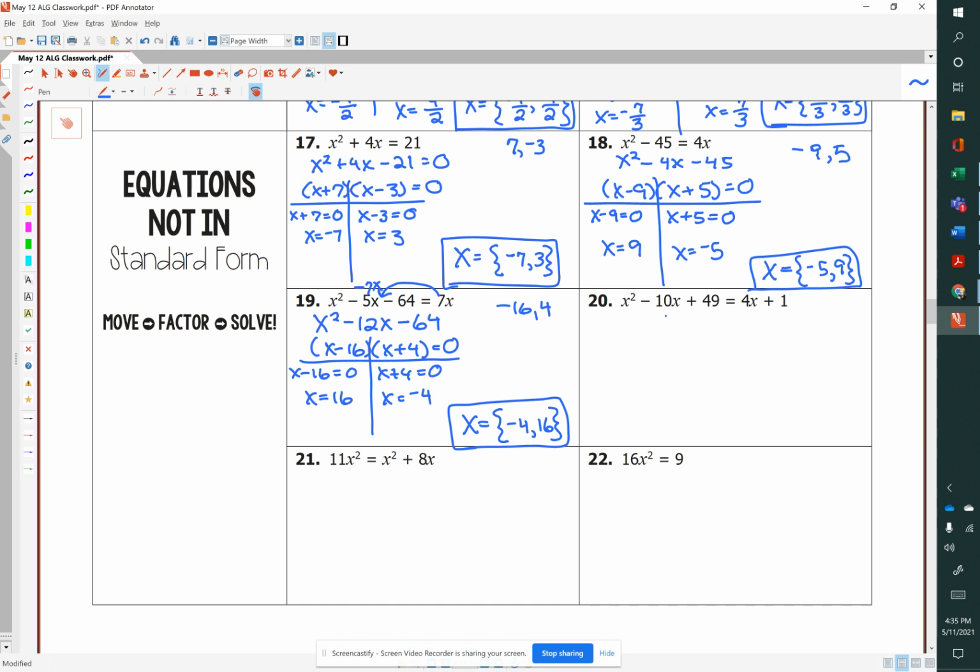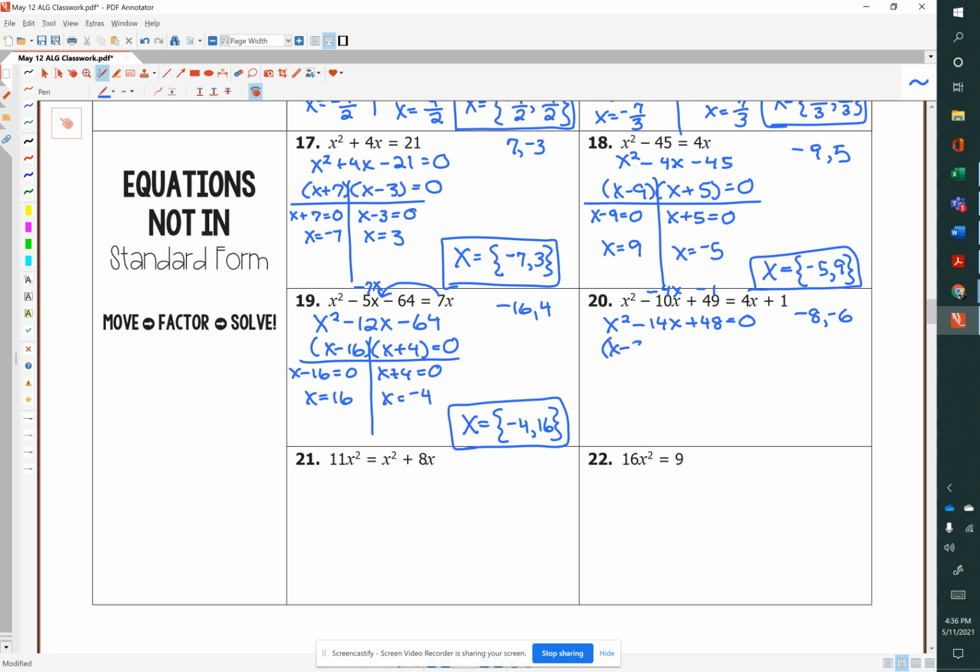Now, number 20, we need to move 4x over, so that would be a negative 4x, and we need to move the 1 over, and that would be a negative 1. So when we put it together, we're going to have x squared minus 14x plus 48 equals 0. And two numbers that add to negative 14 and multiply to positive 48 will be two negative numbers. That would be a negative 8 and a negative 6. That would add to negative 14 and multiply to positive 48.